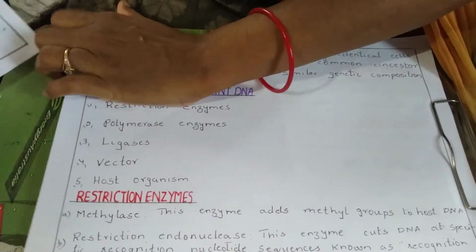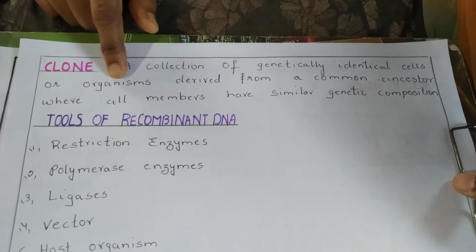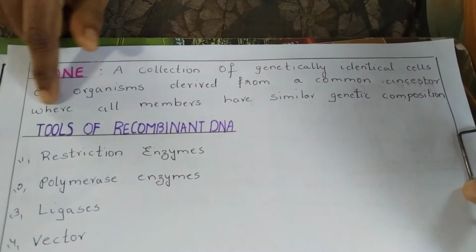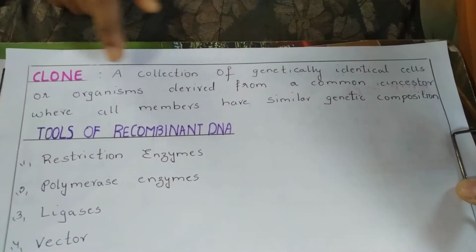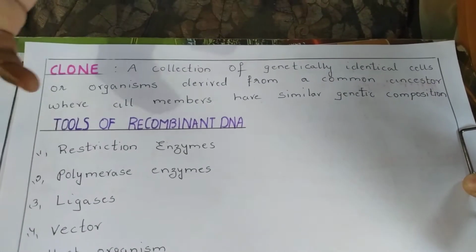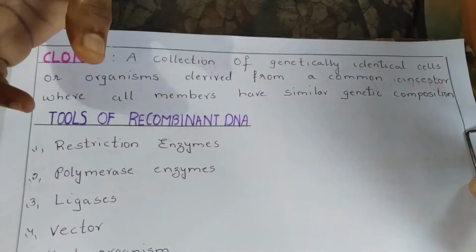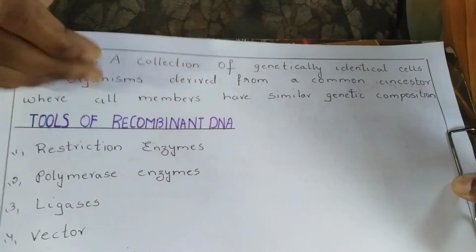Now let us see the definition of a clone. A clone is a collection of genetically identical cells or organisms derived from a common ancestor, where all the members have a similar genetic composition.